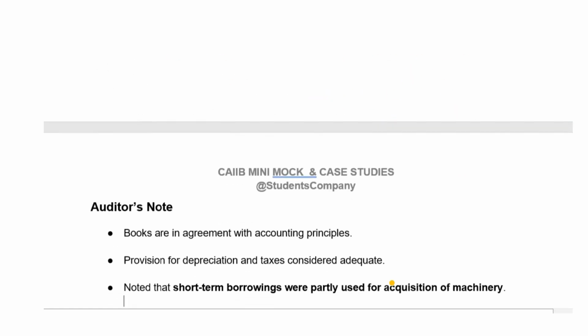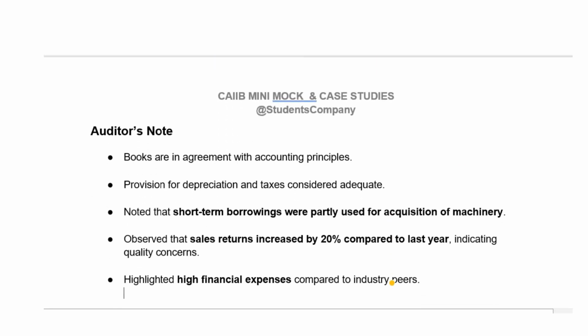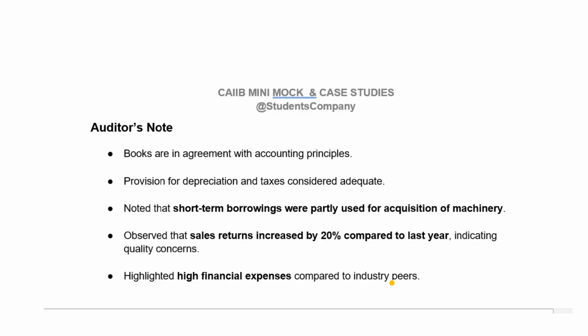And finally, you have auditor's note. So some important comments made by the auditors of the company. They are saying that it is in agreement with the accounting principles. Then there is provision for depreciation and taxes. Then you have short-term borrowings were partly used for acquisition of machinery.